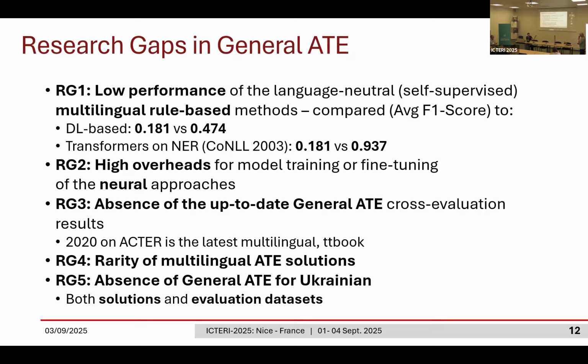The next research gap we have identified is the absence of up-to-date general ATE cross-evaluation results. 2020, on ACTER, is the latest multilingual one to the best of our knowledge. The fourth is the rarity of multilingual ATE solutions, as demonstrated in the previous slides, and the absence of general ATE for Ukrainian, almost non-existing, both in terms of solutions and evaluation datasets. Sorry to say, Marianne.